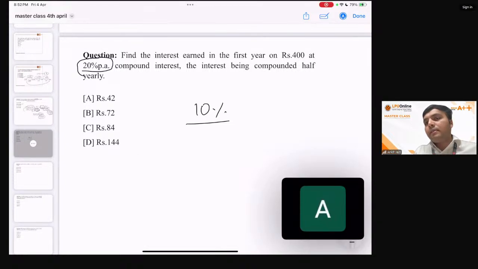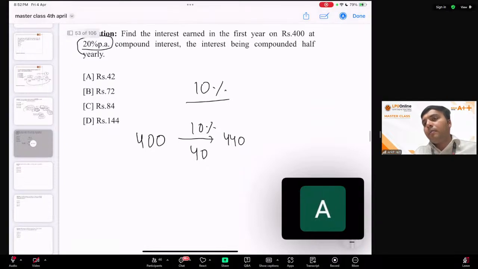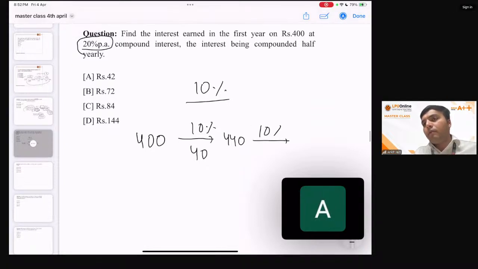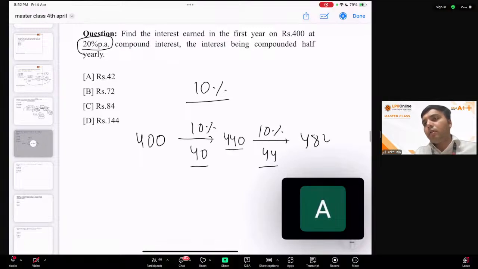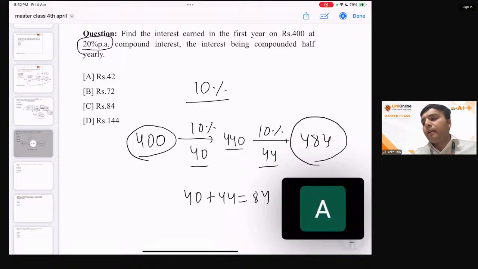So we can take 400. 10% of 400 is 40, so it becomes 440. Again, 10% of 440 is 44. So 400 plus 40 plus 44 is 484. So what is the total interest? First period he got 40, second period he got 44, so the net interest is 84. Or you can see the 400 becomes 484. The interest is 84.